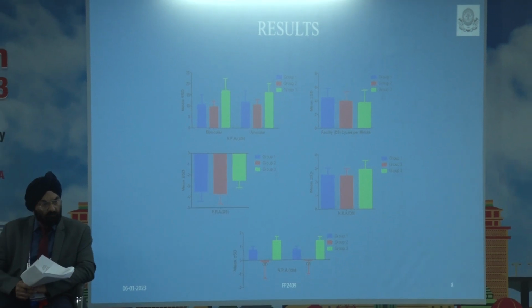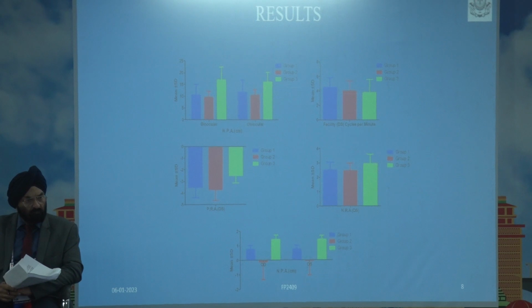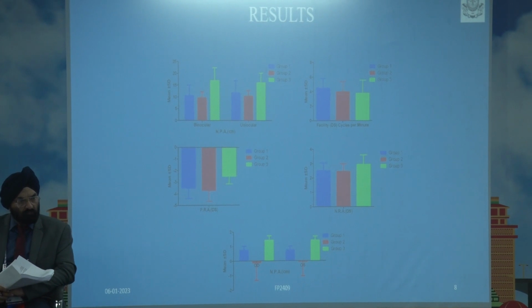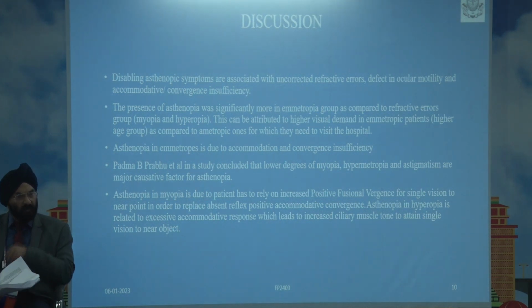Facility was almost comparable in the 3 groups. PRA was also comparable. It was slightly on a higher side in myopes, and NRA was slightly on a higher side in hypermetropes. Disabling asthenopic symptoms were associated with uncorrected refractive errors, defects in ocular motility, and accommodative or convergence insufficiency.